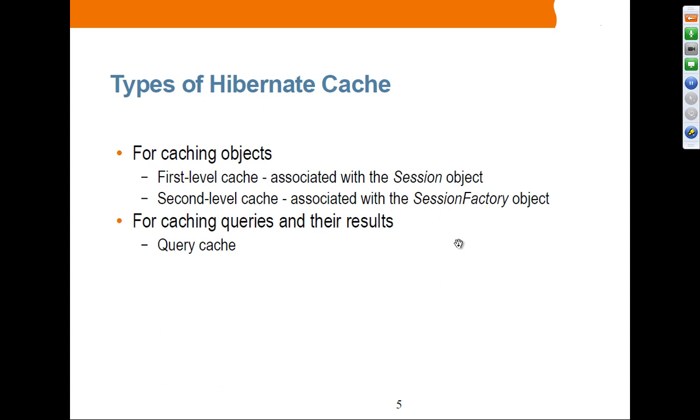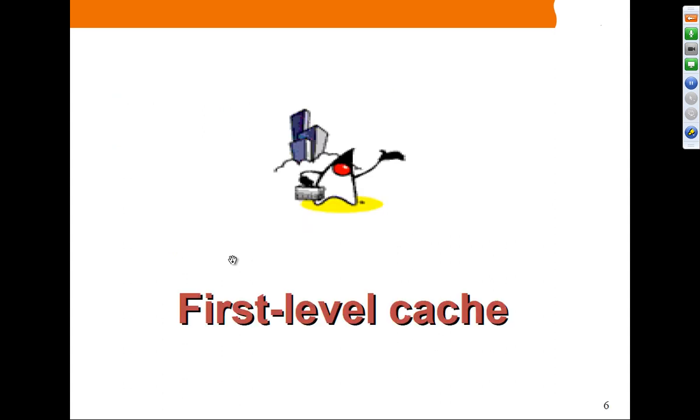By the way, first level cache is enabled by default, and I don't think there is a way that you can turn it off. Second level cache is something that you have to configure. As a default, there is no second level cache enabled. And same thing for query cache, you have to configure query cache. So let's talk about each of these in a bit more detail.